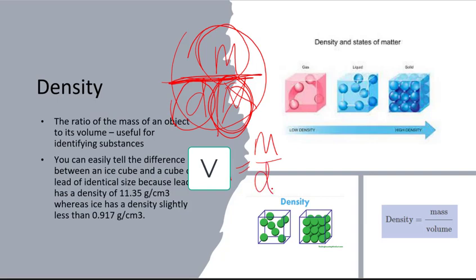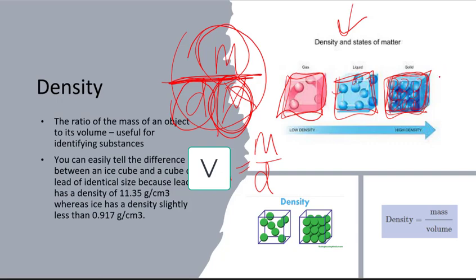Now let's think about what density really means. Let's look at this picture right here: density and states of matter. Let's say that I have a certain volume, and notice that my solid particles are very tightly arranged here. If I think of each particle as having a mass of 1, I have more particles in a given volume. This is more dense than my liquid. As a liquid or a gas, notice that there are fewer particles in the given volume.